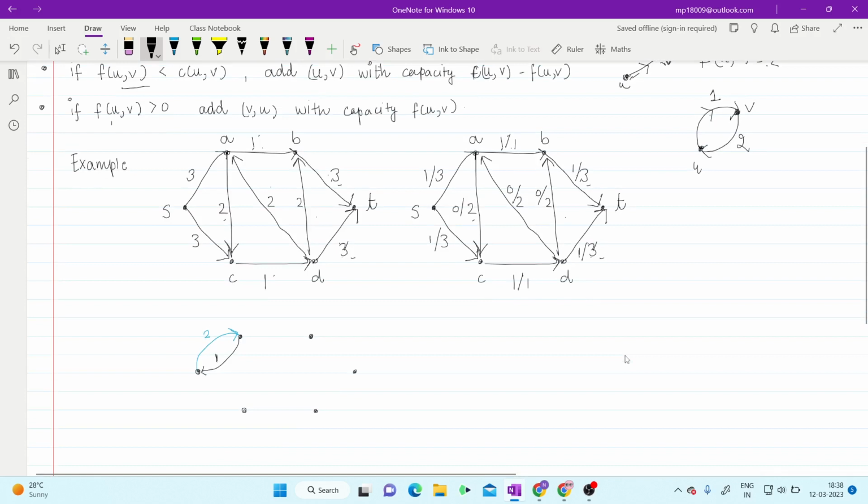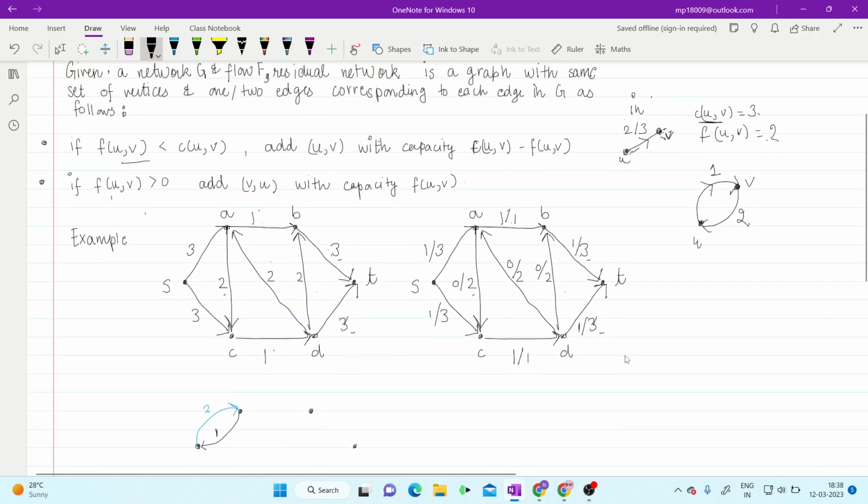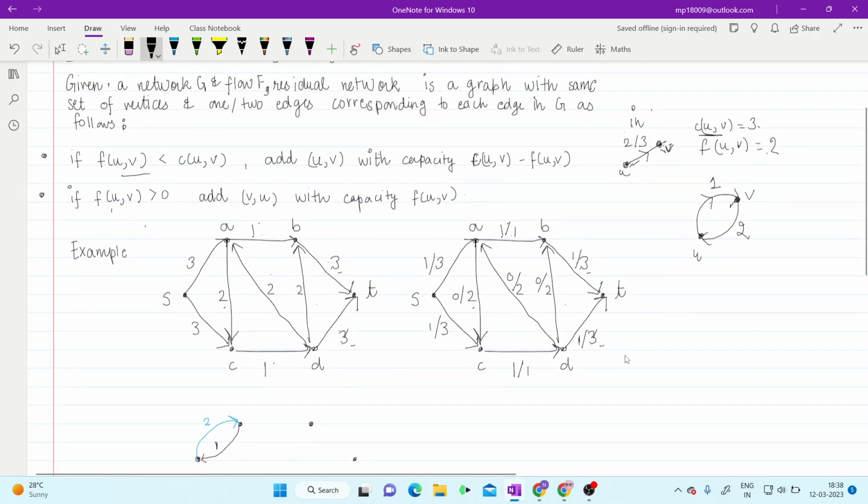Ma'am, how is flow greater than capacity? Sorry? You told, if flow is greater than capacity. No, flow cannot be greater than capacity. Sorry, I meant if flow is strictly less than capacity.